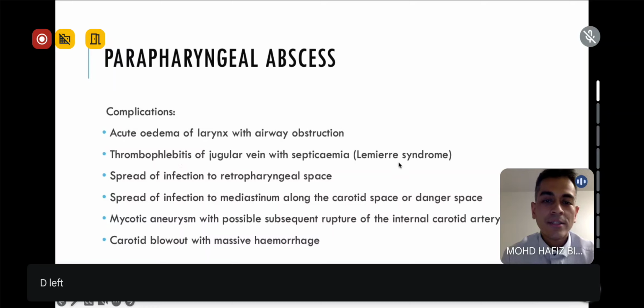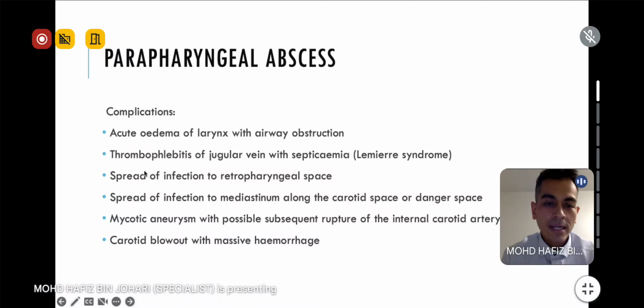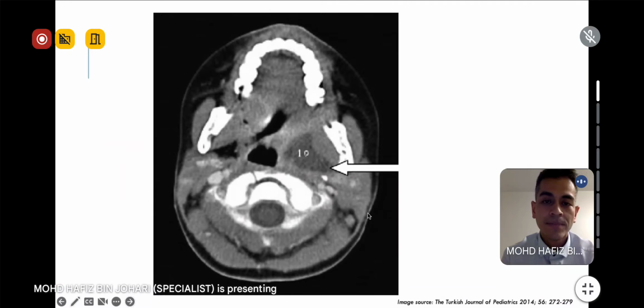It can result in Lemierre syndrome, which I will talk about later. Again, it can spread to the retropharyngeal space. It can spread to the mediastinum. It can cause mycotic aneurysm, causing carotid blowout and hemorrhage.